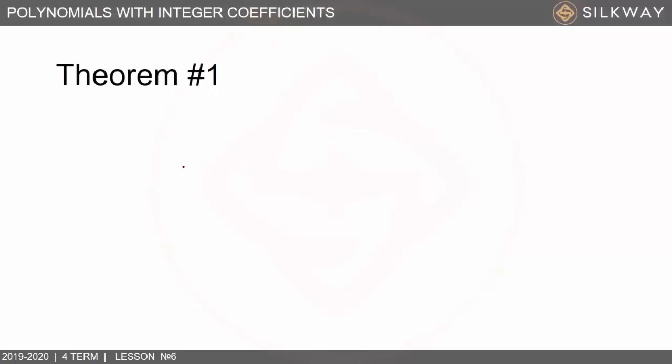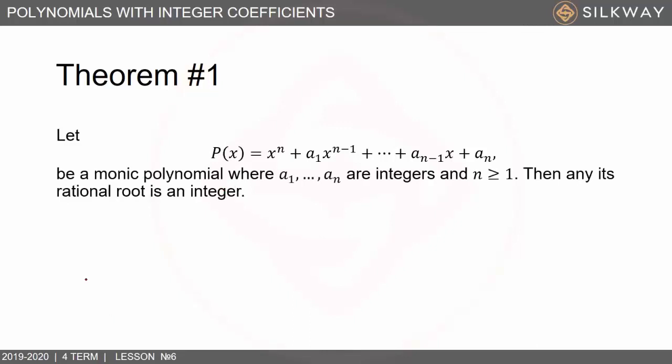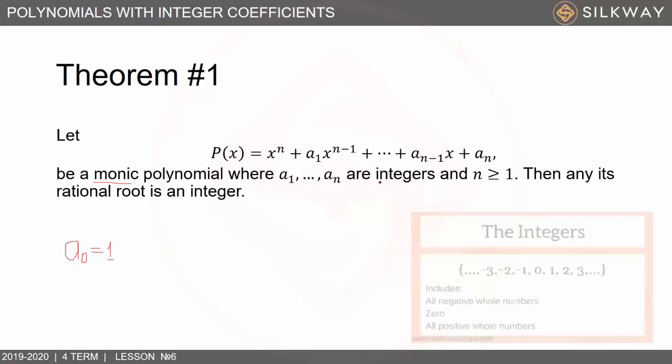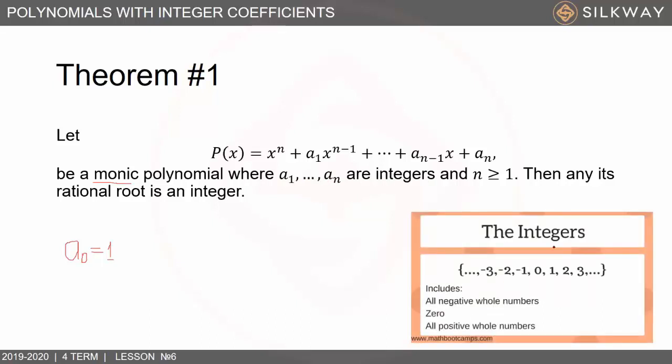Okay, theorem number 1. Let this polynomial be a monic polynomial. Monic polynomial means that a0 is equal to 1. If a0 is equal to 1, we can say this polynomial is monic, where a1 and so on up to an are integers. Okay, what does integers mean? The integers include all negative whole numbers, 0, and all positive whole numbers. Remember this. And n is greater than or equal to 1. Then any of its rational roots is an integer.